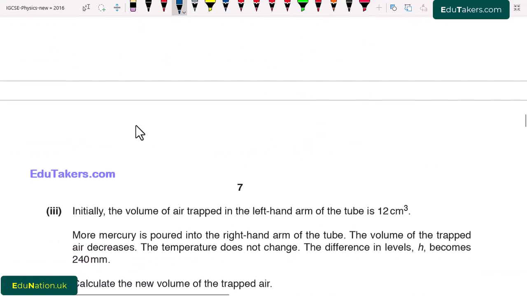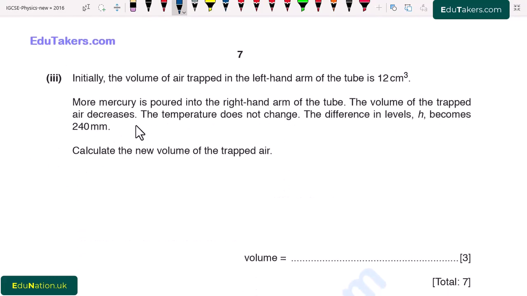Next, part 3. Initially, the volume of the air trapped in the left-hand arm of the tube is 12 cubic centimeter. More mercury is poured into the right-hand arm of the tube. The volume of the trapped air decreases. The temperature does not change. The difference in the levels h becomes 240 millimeter. Calculate the new volume of the trapped gas.